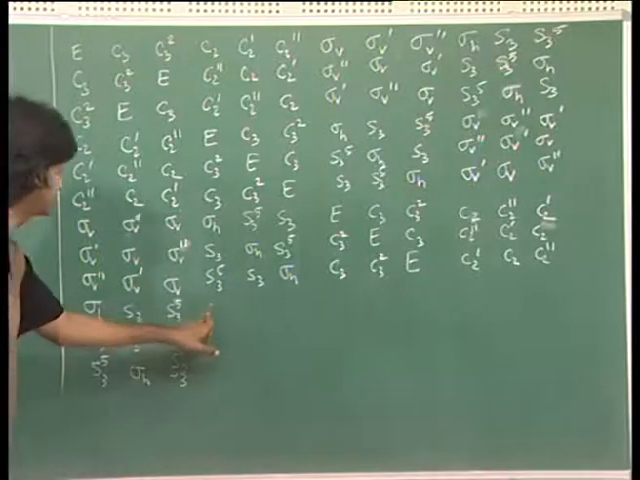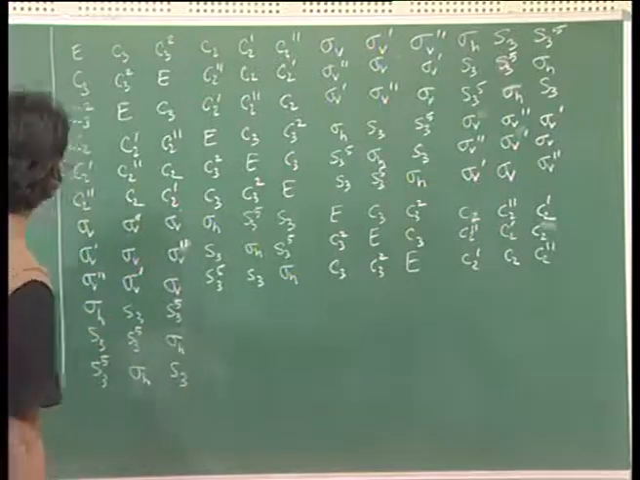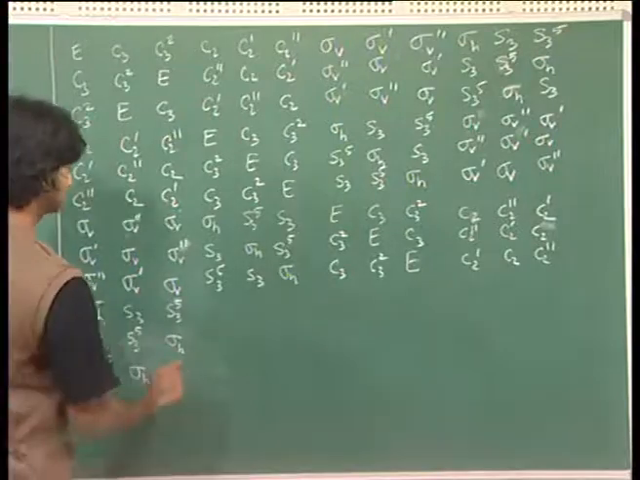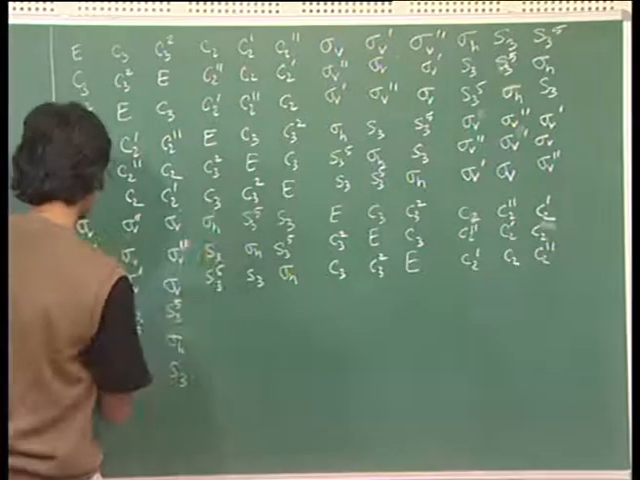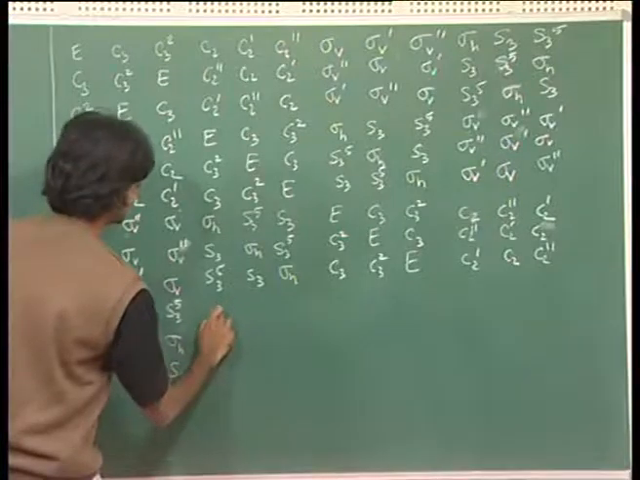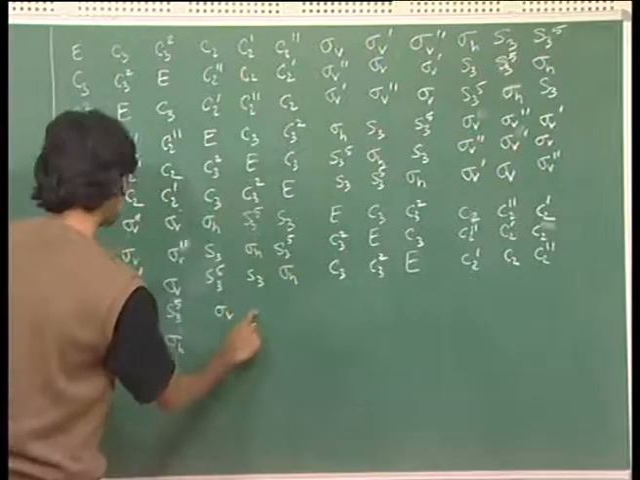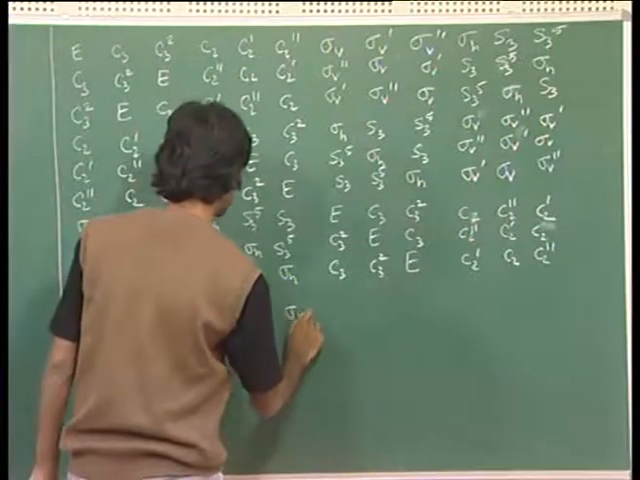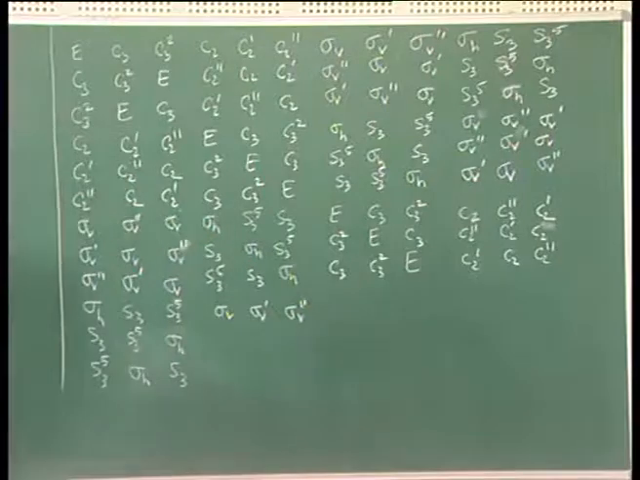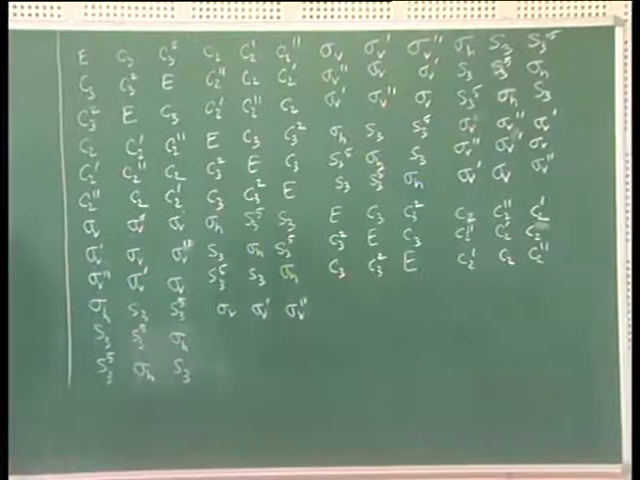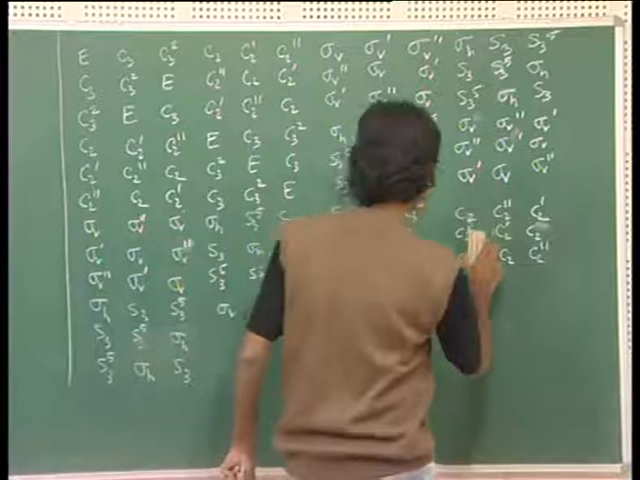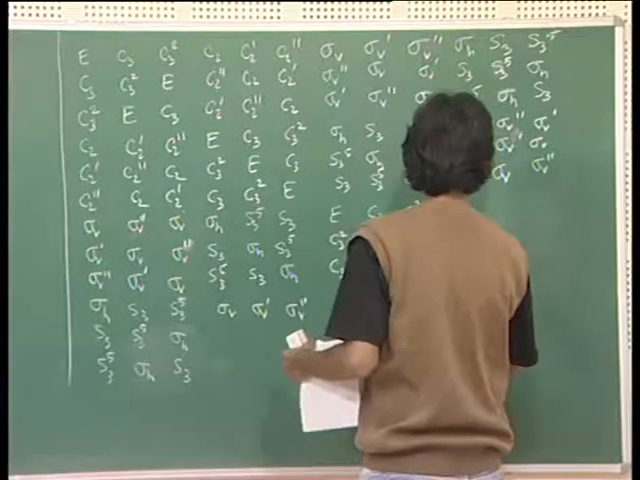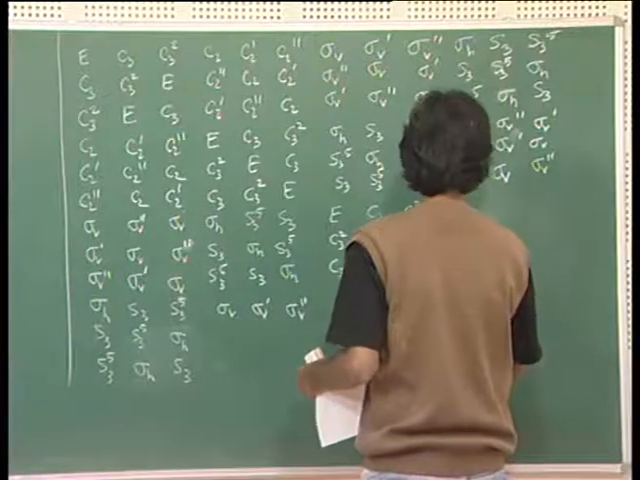And you can go ahead and fill these three also. So C2 followed by sigma h is sigma v, C2 prime followed by sigma H is sigma V prime. C2 double prime followed by sigma H is sigma V double prime. So sigma H followed by sigma V prime is C2 prime. This is C2 double prime.